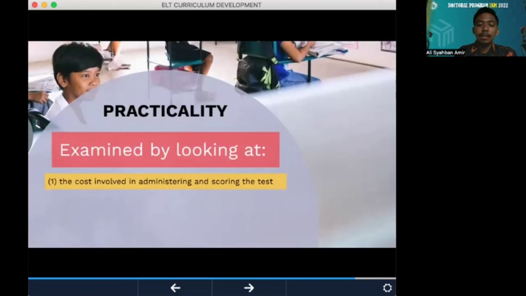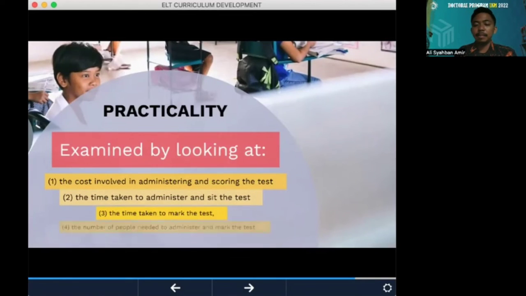And then looking at the time taken to administer and sit the test, and the time taken to mark the test, and the number of people needed to administer and mark the test, and the ease of interpreting and applying the result of the test.